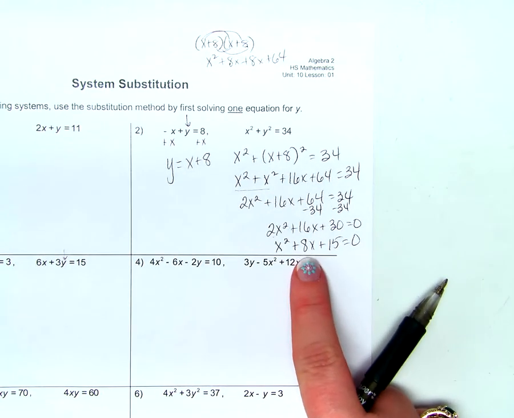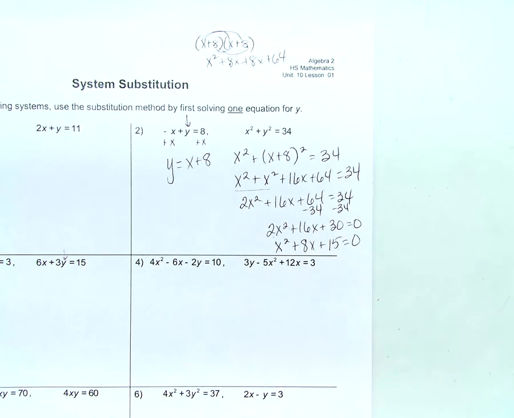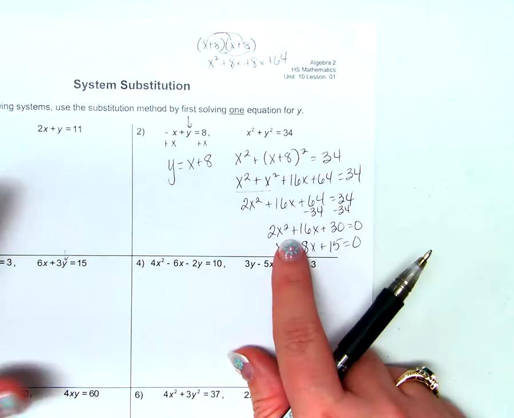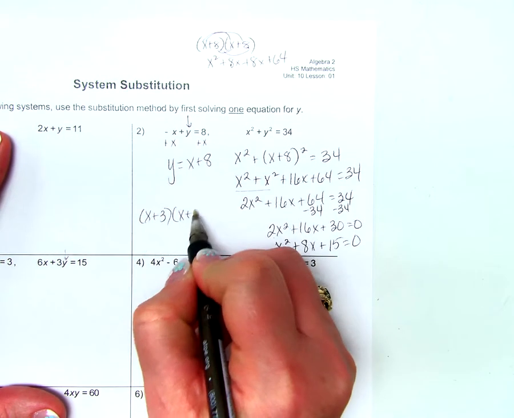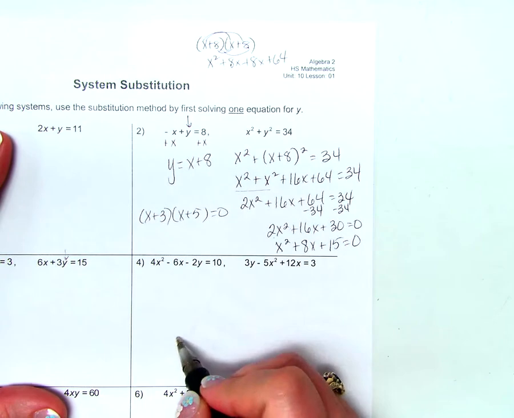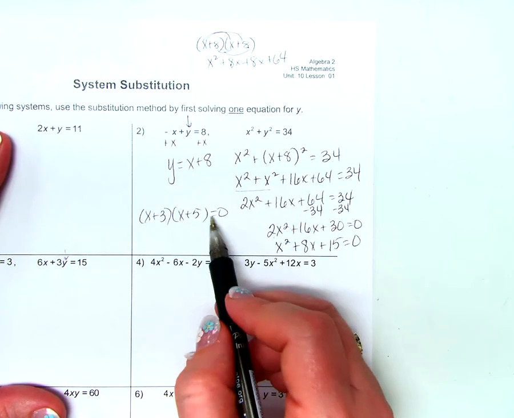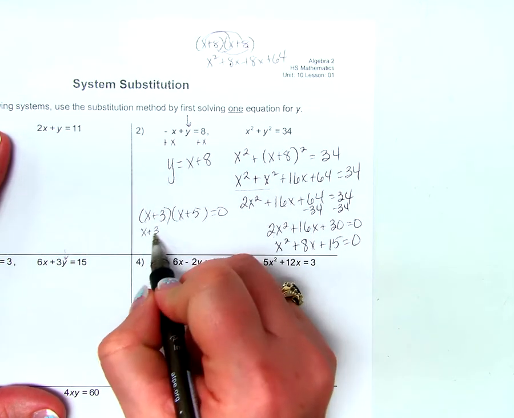Okay, hopefully you see now pretty easily that we can factor it. It wasn't quite as easy to see up there, but that's easy to see to factor. And that's x plus 3 and x plus 5. Okay, so if x plus 3 times x plus 5 equals 0, we need to set each one of these factors equal to 0.